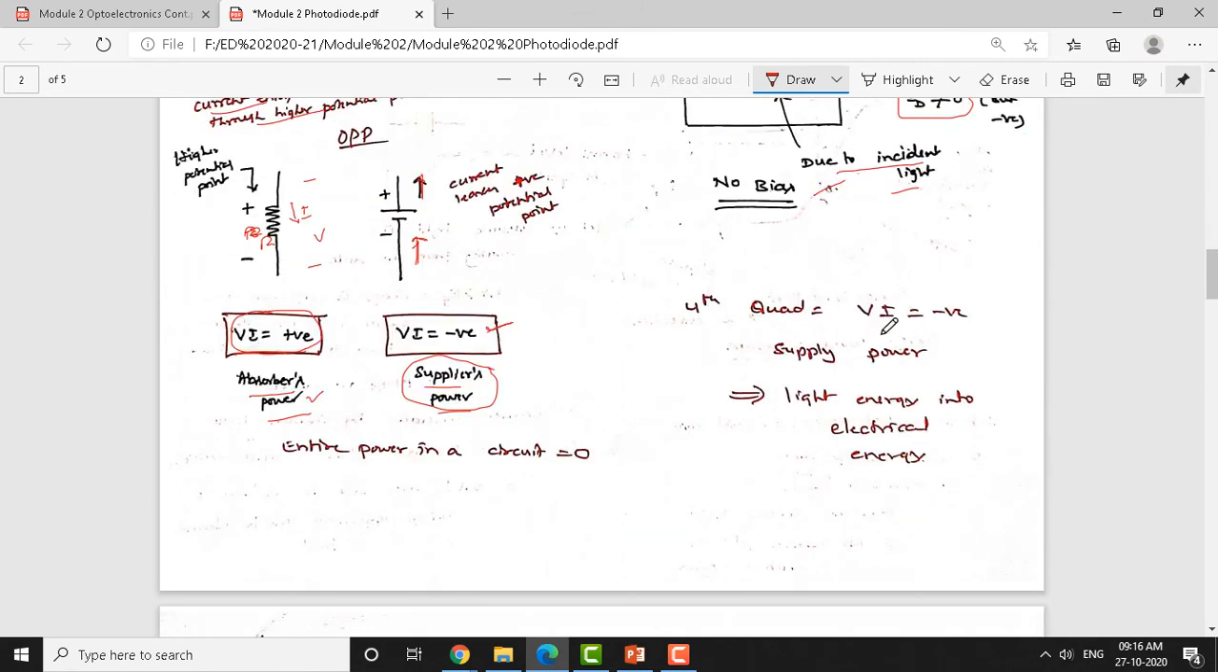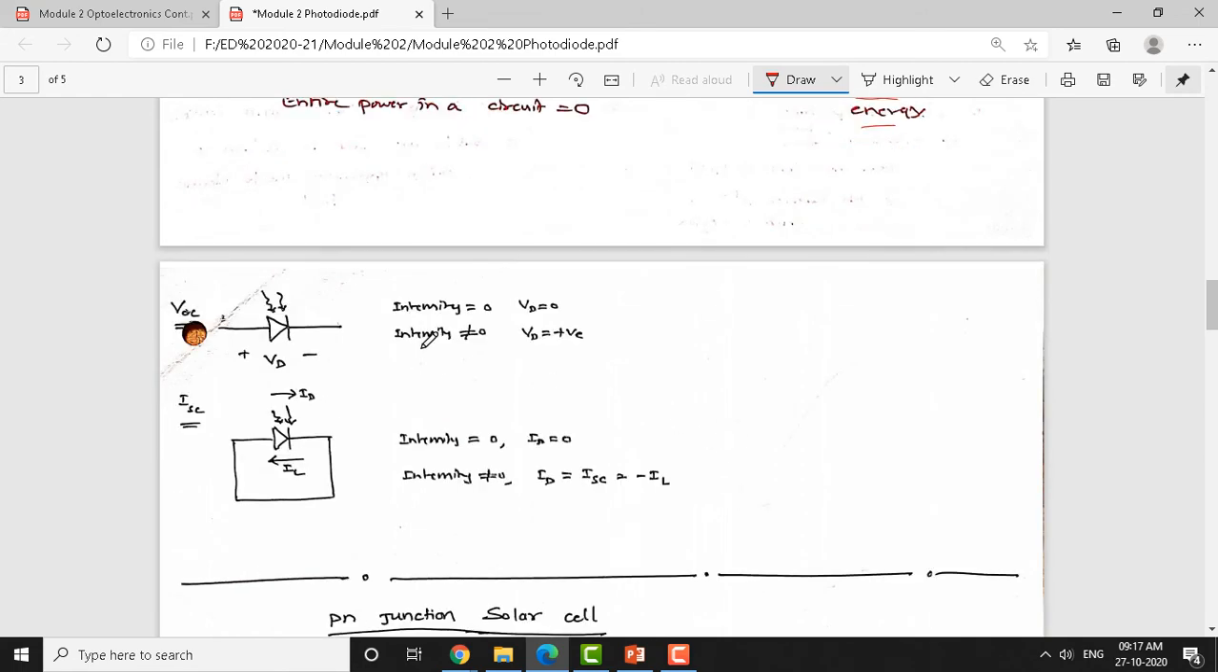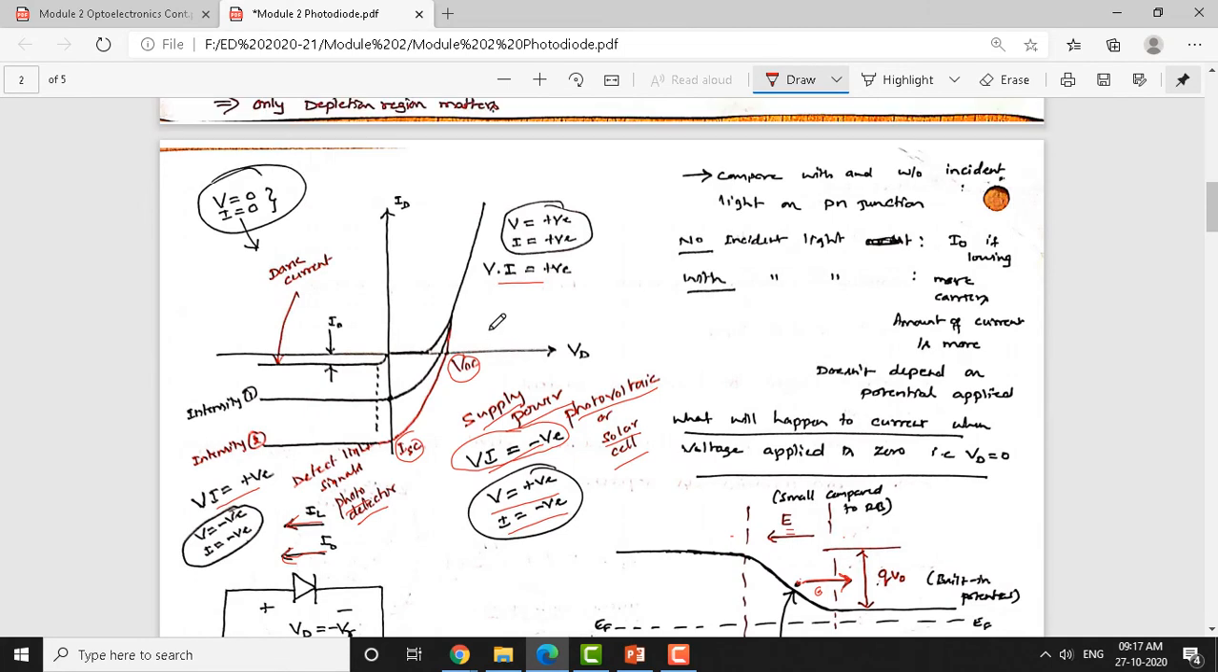In the fourth quadrant, the VI product is negative. So, it supplies power to the external circuit. So, it converts light energy into electrical energy. Okay. So, this is what we want to say with reference to a solar cell. Now, if you calculate VOC and ISC, we have already seen these are the extreme limits. One is the higher limit, VOC, and the lower limit is ISC.